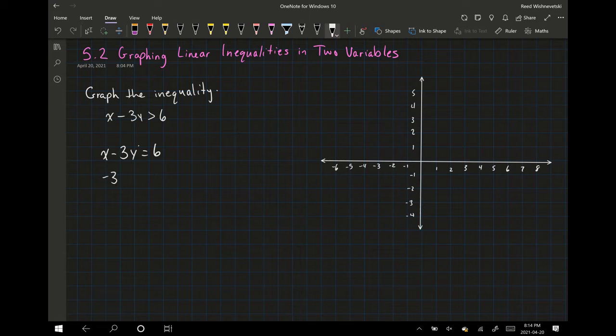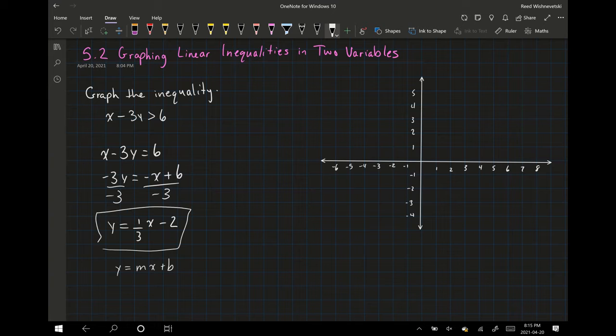We're going to move our x over, negative x plus 6. We're going to divide by negative 3 to isolate that y and know that y is equal to 1/3 x minus 2. Now we have it in that slope-intercept form, which, just to remind you, is y is equal to mx plus b. Okay, so now that we have it into this equation right here, we can go ahead and plot some points.